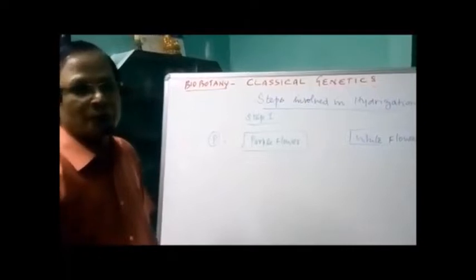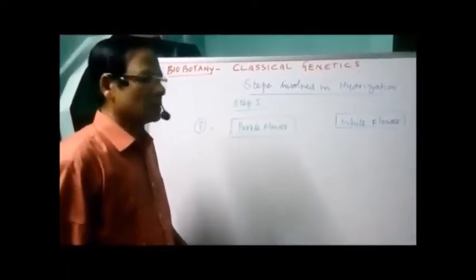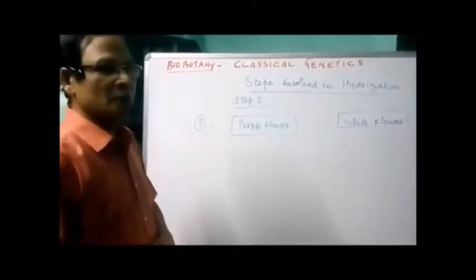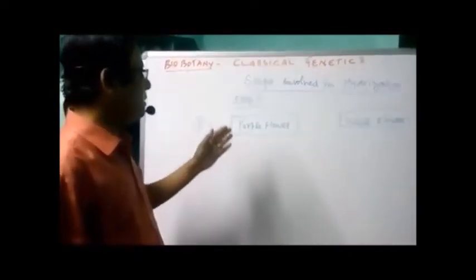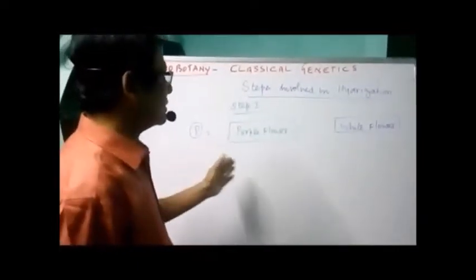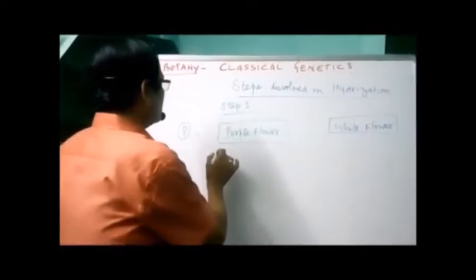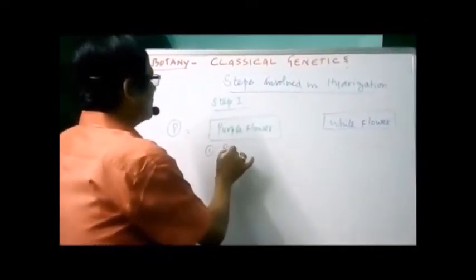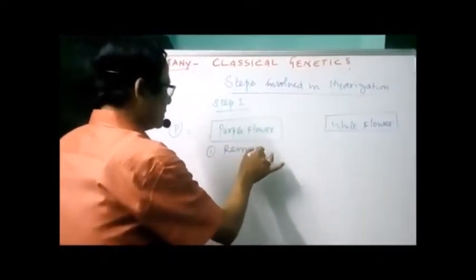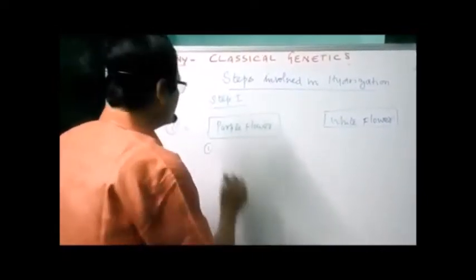Artificial pollination or cross pollination, taking the trait of flower color. For that he took a plant with purple flower and a plant with white flower. These were considered as parents. Now step number one: in the purple flower, removal of, as per the book I want to write it down, pollen.